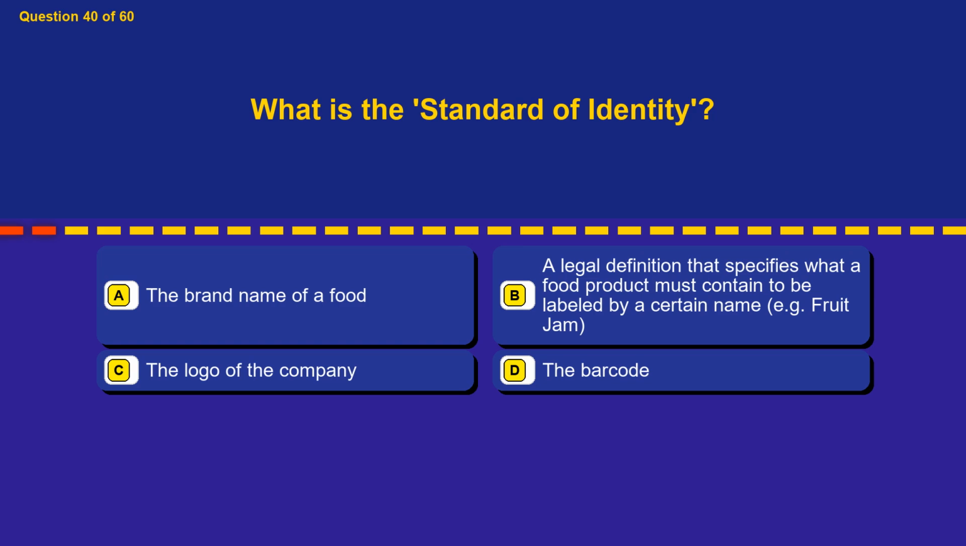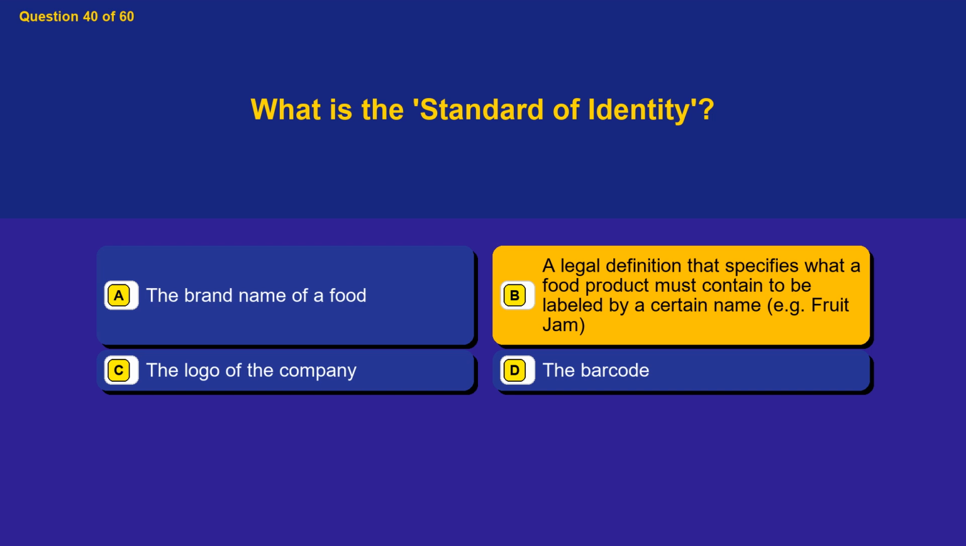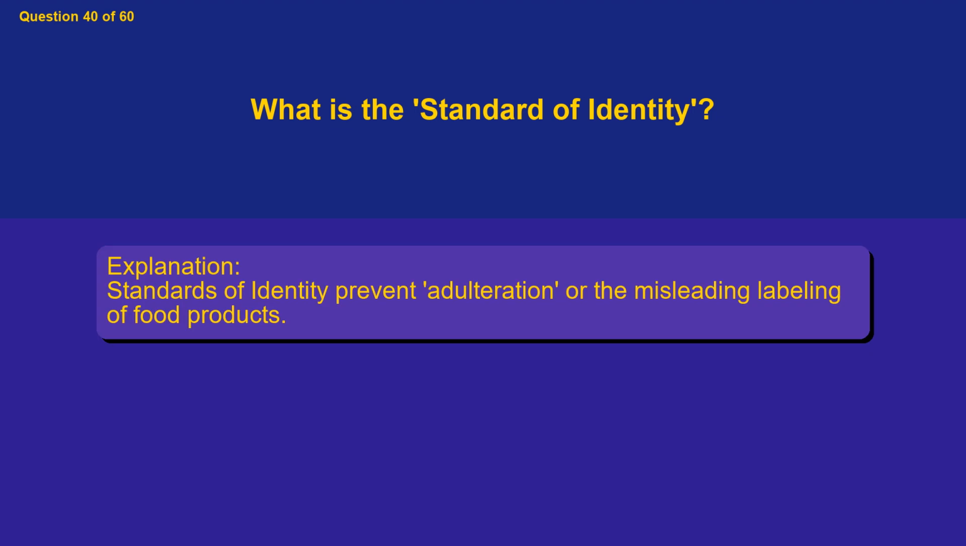Question 40. What is the standard of identity? Option A. The brand name of a food. Option B. A legal definition that specifies what a food product must contain to be labeled by a certain name, e.g., fruit jam. Option C. The logo of the company. Option D. The barcode. The correct answer is option B. A legal definition that specifies what a food product must contain to be labeled by a certain name, e.g., fruit jam. Standards of identity prevent adulteration or the misleading labeling of food products.